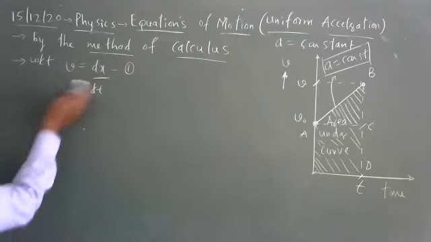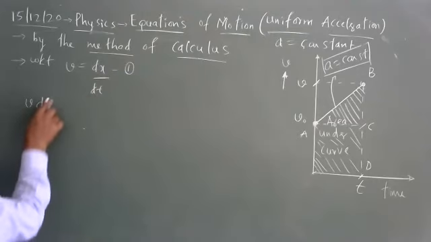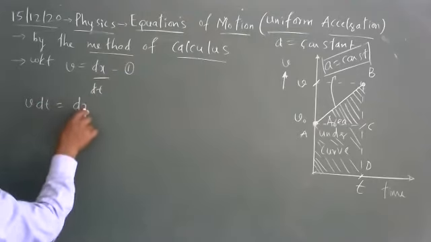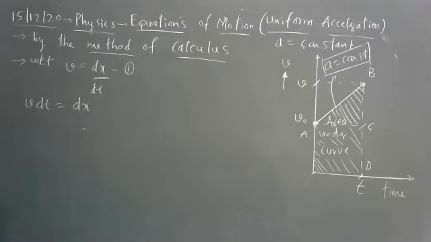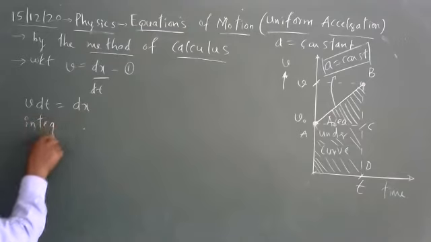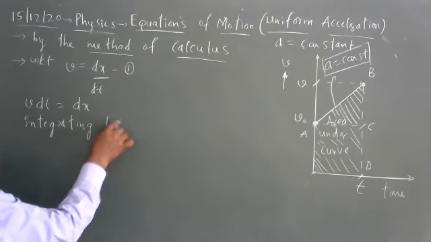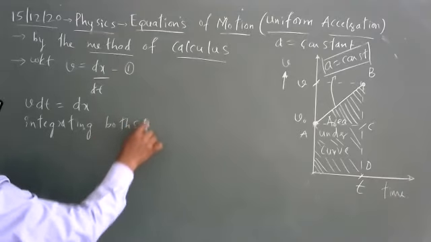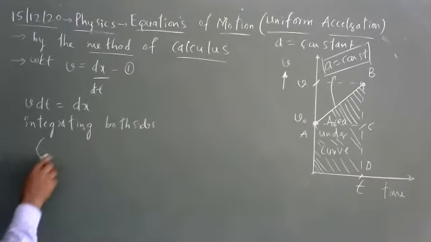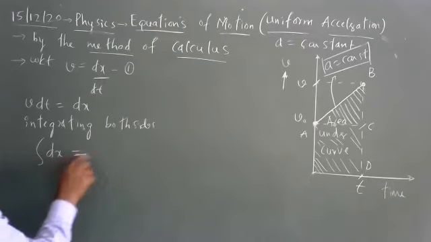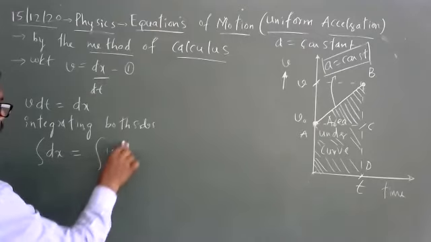Now rearrangement will give you velocity into time equal to dx. This is the guiding relation. Now integrate both sides. Integrating both sides. Yes, then integration of dx is equal to integration of v dt.